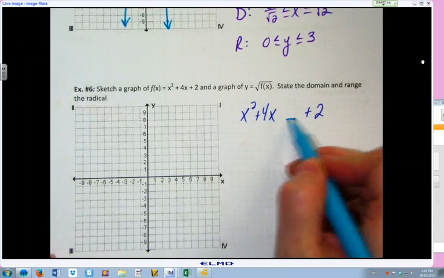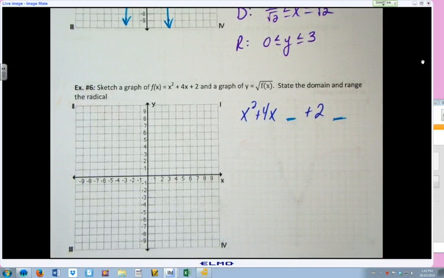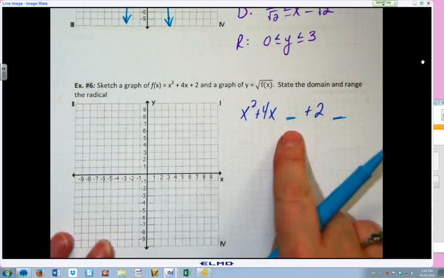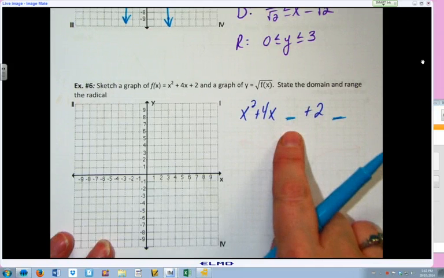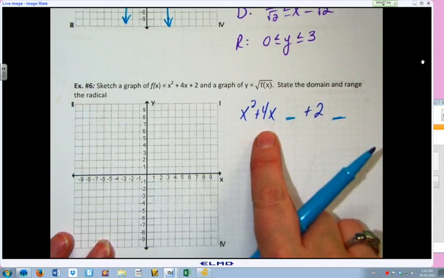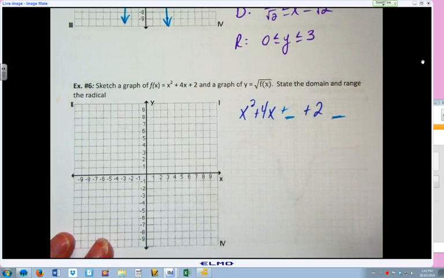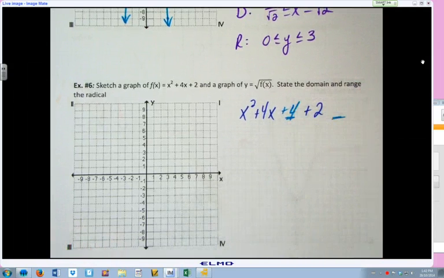Then we got to fill in a space, and we got to fill in a space. How do we fill in the first space? 4, by 4 divided by 2 squared. So you might want to make a note where that 4 came from. So it's middle divided by 2 and then squared. Middle divided by 2 squared.